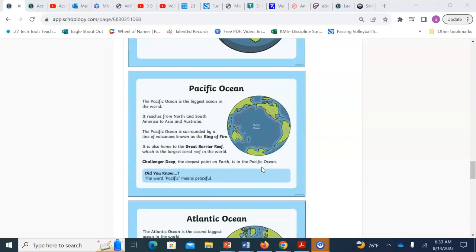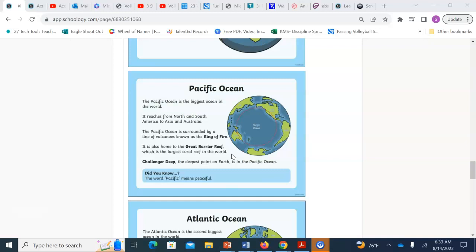The biggest ocean, that's the Pacific Ocean. It reaches from North and South America to Asia and Australia. So it covers a good percent, and often when you see it on a map, you see it on both sides of the map. It's surrounded by a line of volcanoes known as the Ring of Fire, and we'll take a look at that as we're studying different areas of the world.